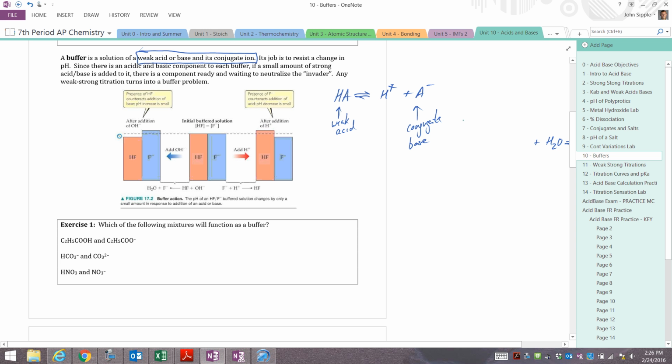Both are present in solution, so you can make both of those and have a particular amount of those in each solution, okay? So you have both of those things present. If you were to add a base, it would react with some of the HA and get neutralized. And if you were to add an acid, it would react with the conjugate base and get neutralized. Okay, this is how your blood works.